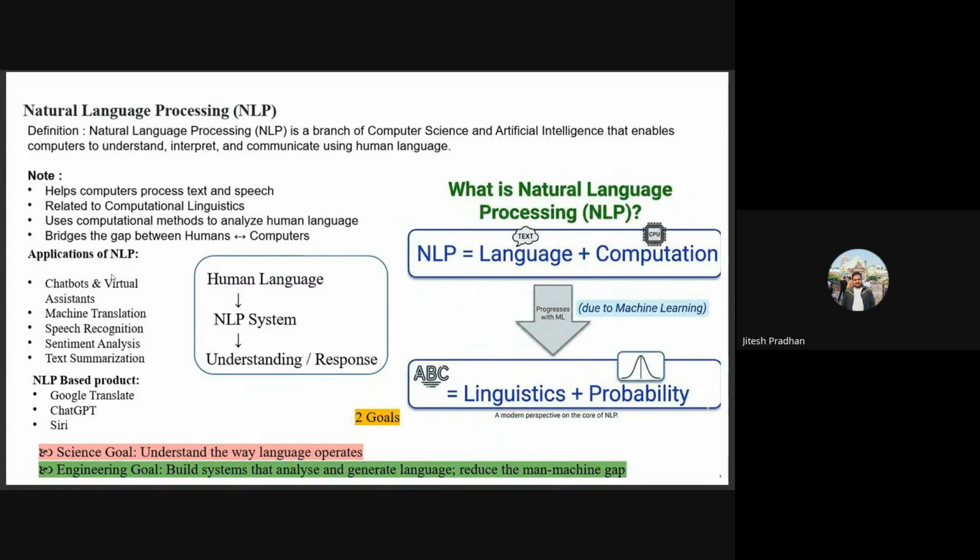Now, NLP-based products. Google Translator is a completely NLP-based product, where we can translate our text from one language to another language. We have ChatGPT, which is basically an LLM, where we can literally interact with AI in our own language. Now we have Siri and Alexa. These are common applications of NLP. Up to this point it is, I think, clear. If you have any doubt, you can ask me.